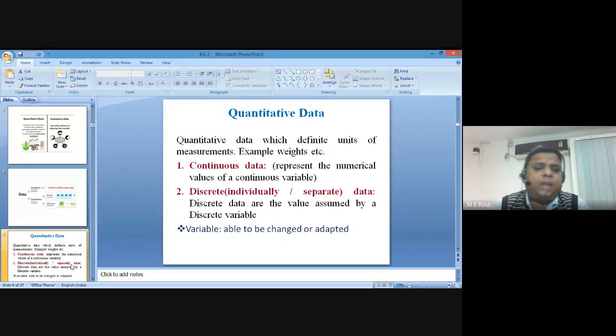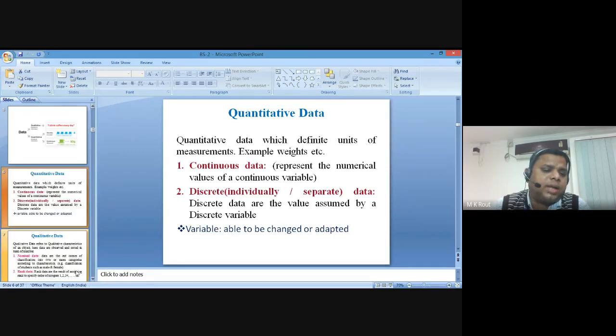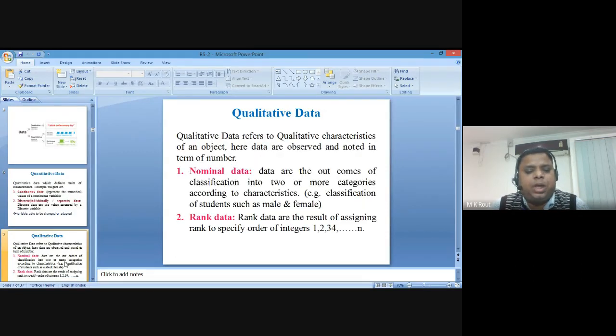So these are under, starting from the continuous data or discrete data, under quantitative data. Then moving to the next point, that is your qualitative data. In case of qualitative data, it refers to qualitative characteristics of an object. Here the data are observed and noted in terms of numbers.